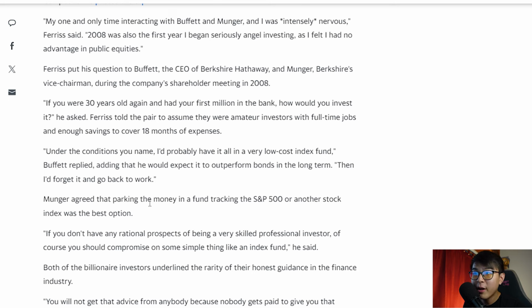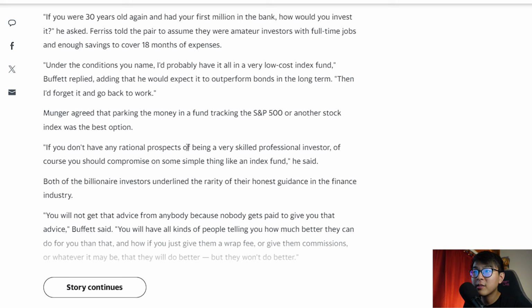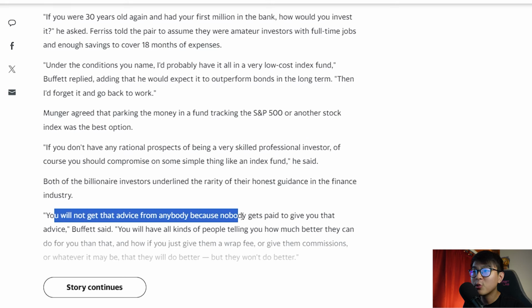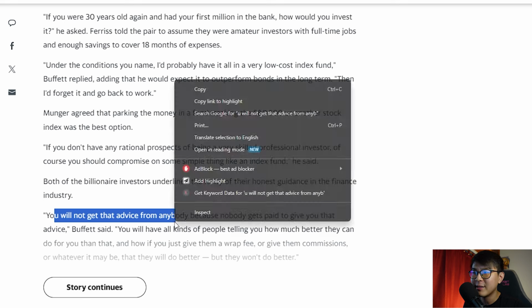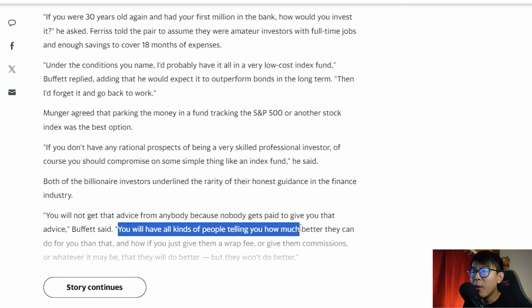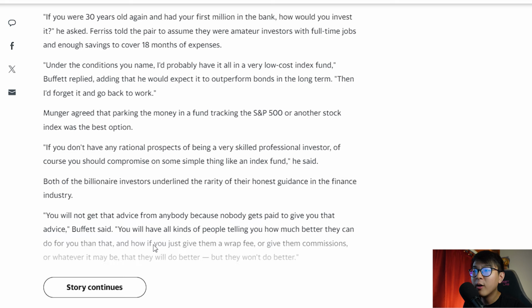Charlie Munger agreed that parking the money in a fund tracking the S&P 500 or another stock index was the best option. If you don't have any rational prospects of being a very skilled professional investor, which is most of us, of course you should compromise on some simple things like an index fund. You will not get the advice from anybody because nobody gets paid to give you that advice. You will have all kinds of people telling you how much better they can do than that and how if you give them a fee or give them commissions or whatever it might be.